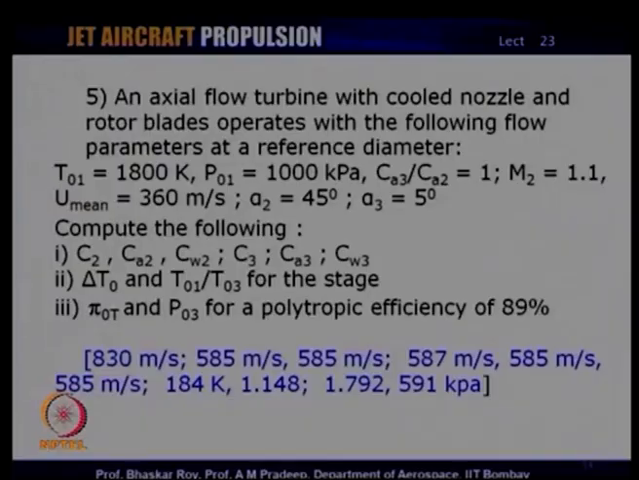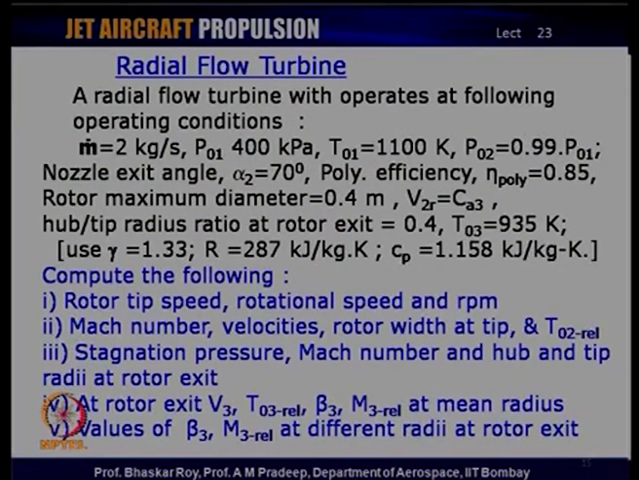Let us now take a look at a problem of radial flow turbine. This radial flow turbine which we have done in the last class, using the simple theories that we have done in the last class, we can try to solve this problem. What is prescribed here is that the mass flow is 2 kgs per second, which means it is a small turbine. The entry pressure is 400 kilopascals. The entry temperature is 1100 K, and the entry pressure undergoes a 1% loss.